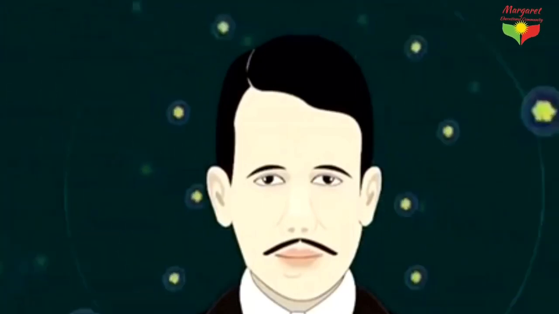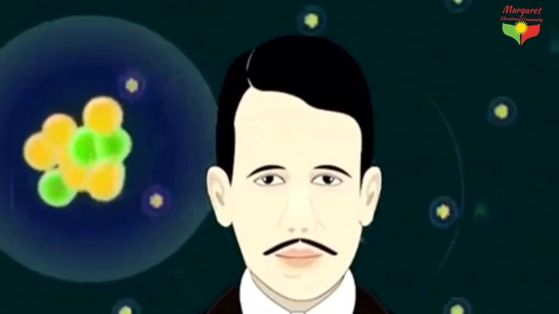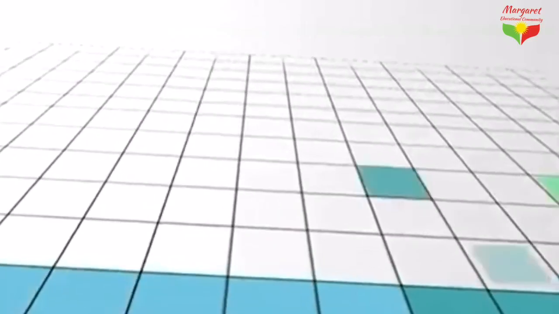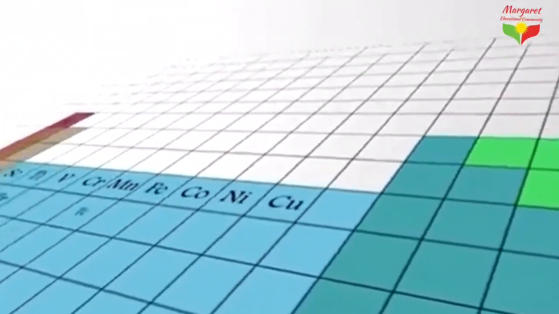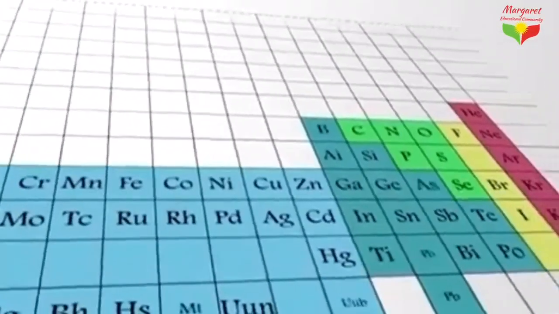Scientists later found that using an order based on atomic number is better than one based on atomic mass. In the modern periodic table, elements are arranged in order of atomic number. Also, elements with the same properties are arranged in the same column.